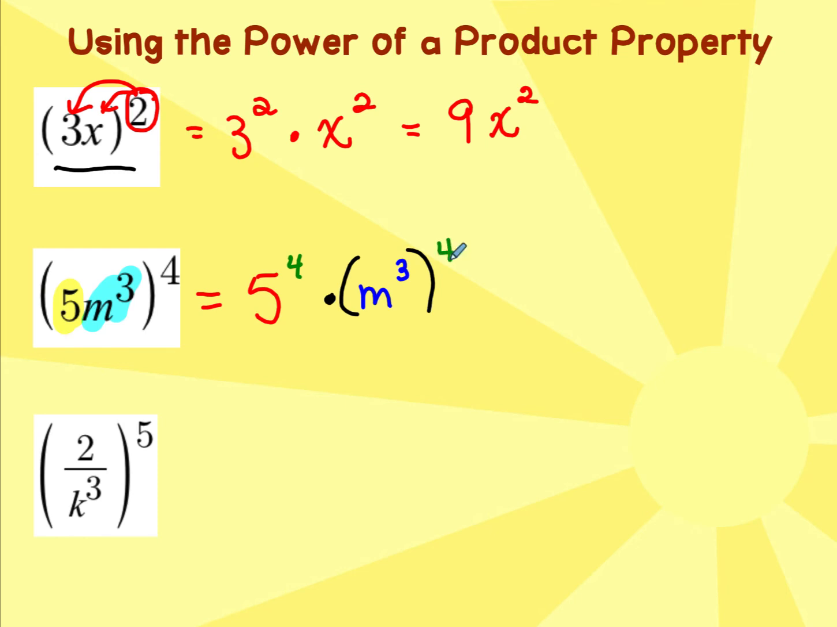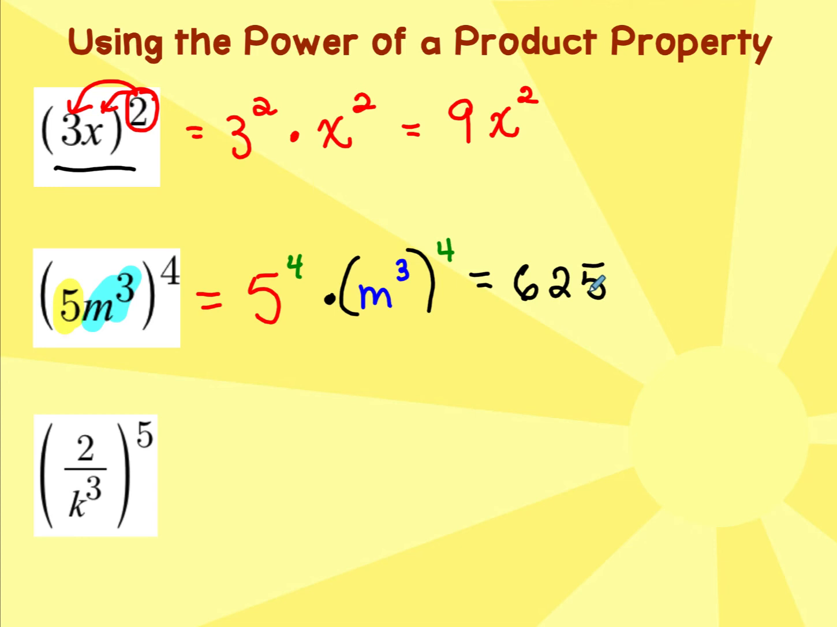Okay, so now I'm going to do what I have to do with those exponents. So I'm going to simplify the exponent part. So now, can I do 5 to the 4th power? Yes. So 5 times 5 is 25. 25 times 5 is 125. 125 times 5 is 625.